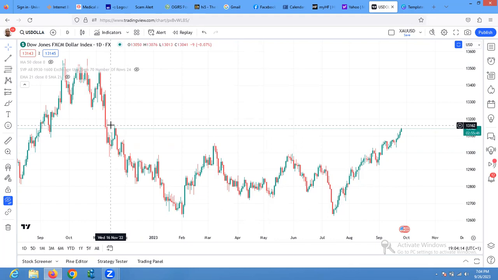of resistance. This is the US dollar index on the daily. So it's trying to break or probably retest 13,158. It may not break 13,200 before we see the correction that is being expected.